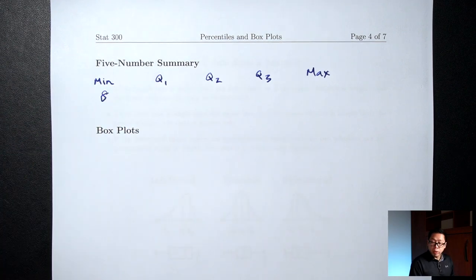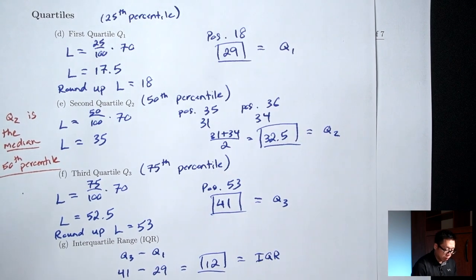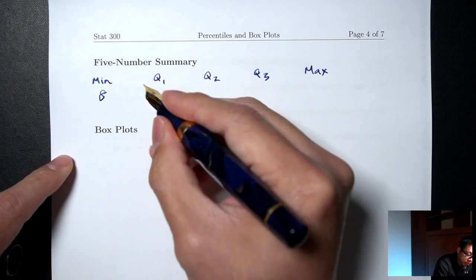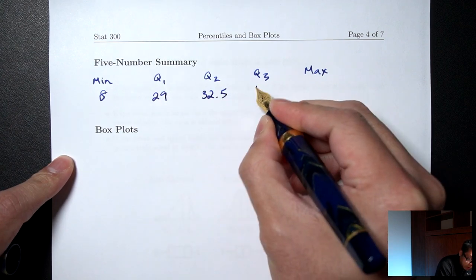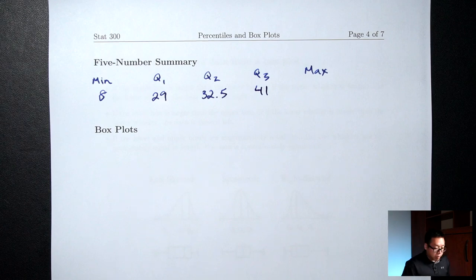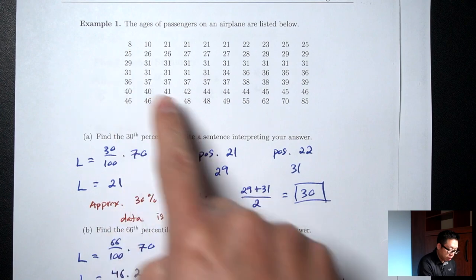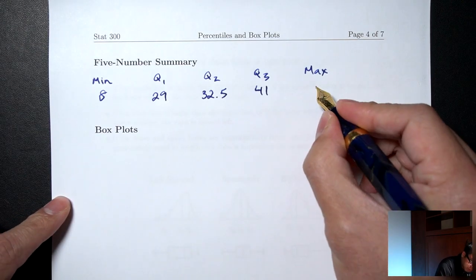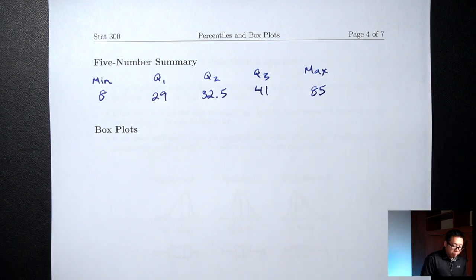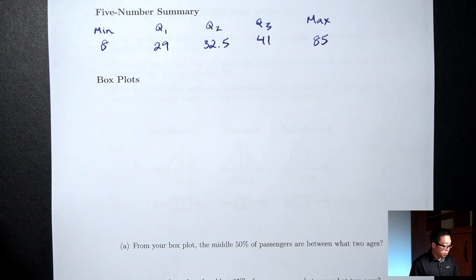Q1, Q2, Q3, we found on our previous page. Q1 is 29, Q2 is 32.5, Q3 was 41. Max, that's the biggest value in my data. The biggest value in my data is 85. And the type of plot that displays this data is called a box plot.